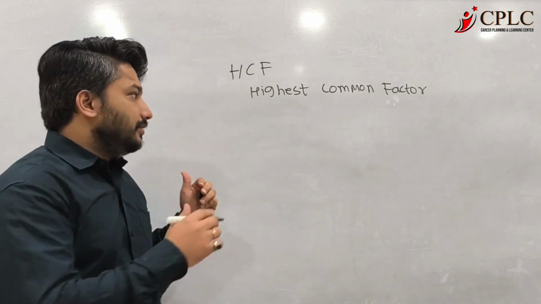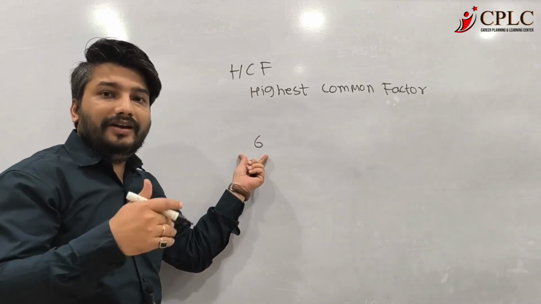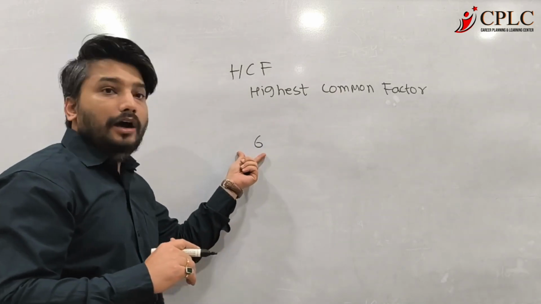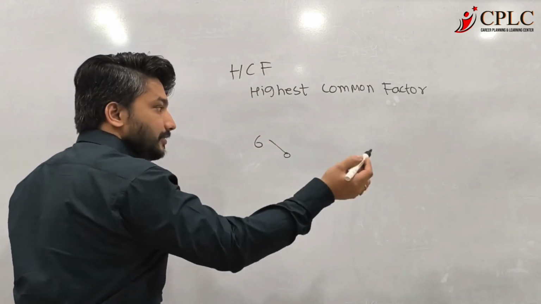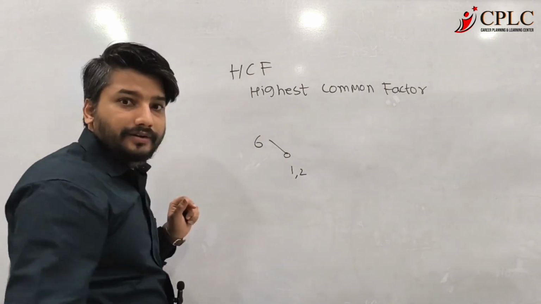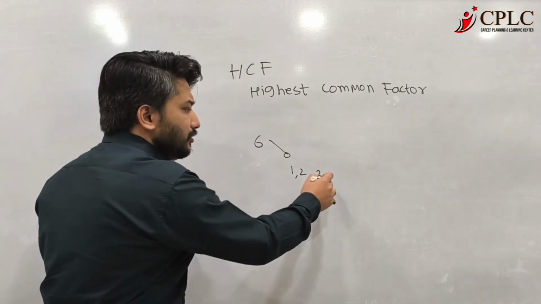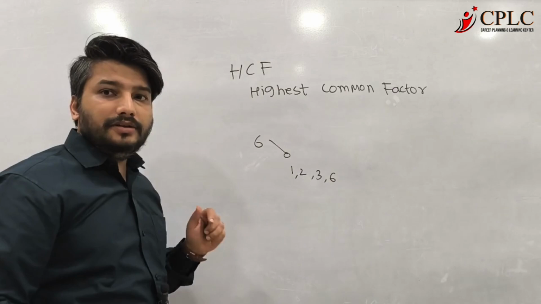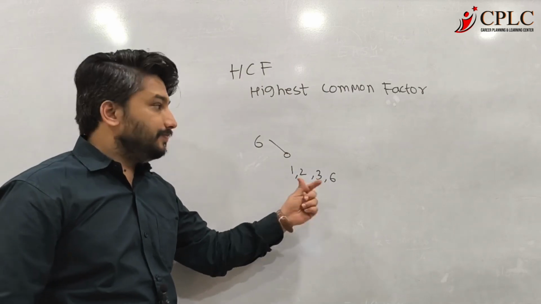Let's take an example. Suppose 6. We need to find out the factors of 6. So let's see how many numbers will divide 6 completely. For example, 1 will divide 6 completely, 2 will divide 6 completely, 3 will divide 6 completely, and also 6 will divide 6 completely. So we can in a way say that there are 4 factors of 6.